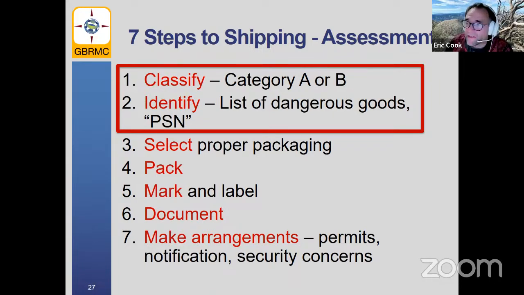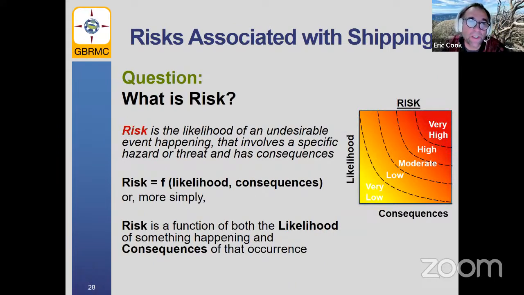Before we get into classification, the first thing I want to do is review the concept of risk, which should be a review for many of you. So what is risk? We're defining risk as the likelihood of an undesirable event that involves a specific hazard, threat, or has consequences. It's not just the probability that something bad will happen, but also a calculation of how severe the consequences could be involving that particular event or hazard.